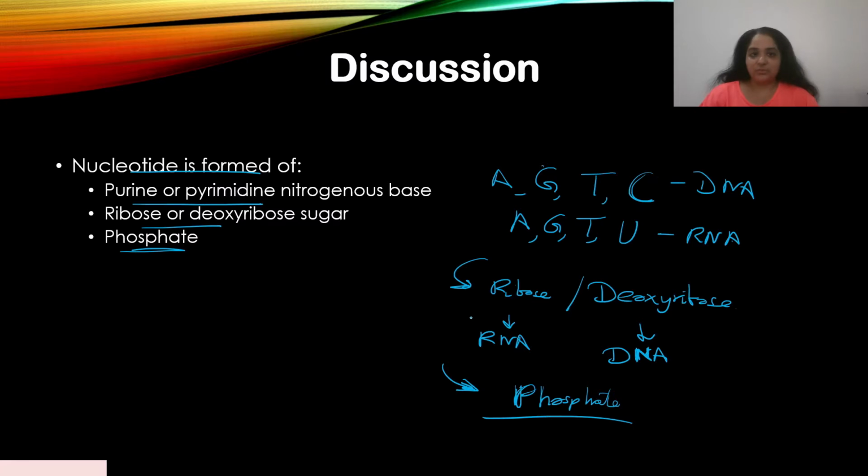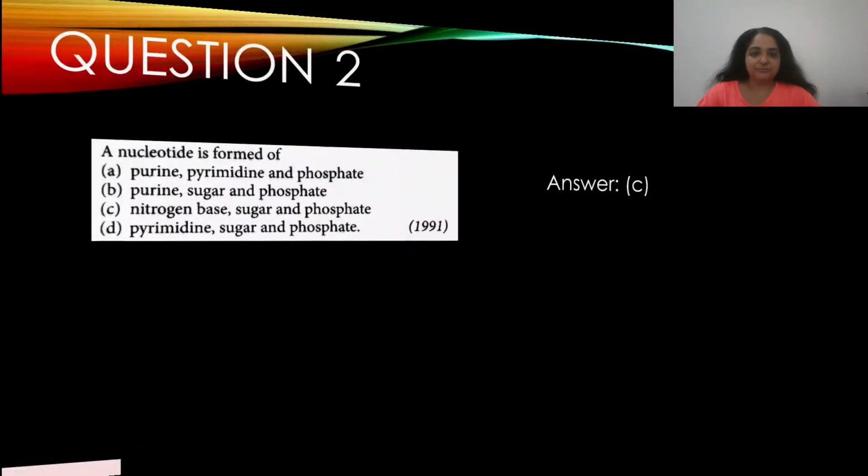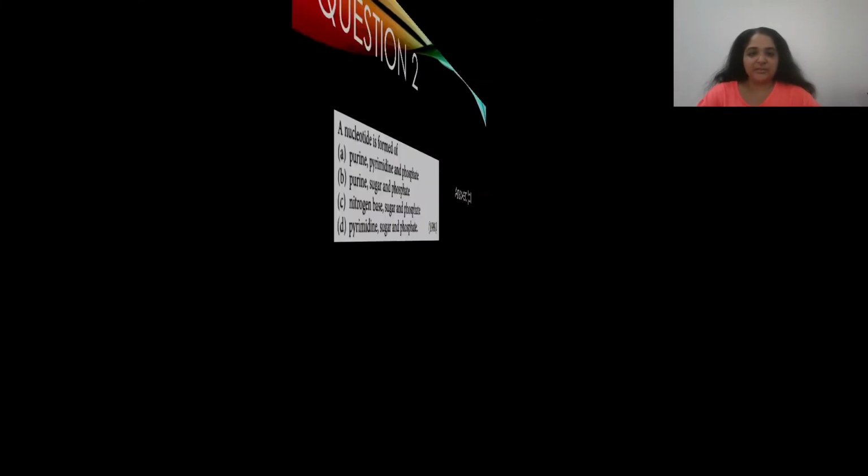This is very important to remember. What if it's a nucleoside? Then what do you say? If it's a nucleoside, then it will only contain the first two: either ribose or deoxyribose sugar plus the nitrogenous base. This combination forms a nucleoside. These three together form a nucleotide. That is the difference between nucleoside and nucleotide. Remember, nucleoside comes first, then followed by nucleotide, where the phosphate is attached. Clear? I guess we've answered the question. This is also pretty simple and direct.